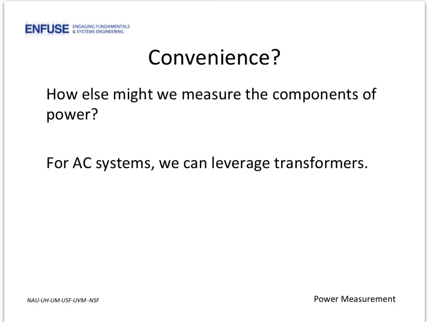From our last example, it is clear that putting an ammeter in series and a voltmeter in parallel is a cumbersome approach to ascertaining power. So what might we do in practice to make things more convenient? Well, for AC systems, we can leverage concepts that you may have already covered in regards to transformers. These ideas will be addressed in the next part of this module.